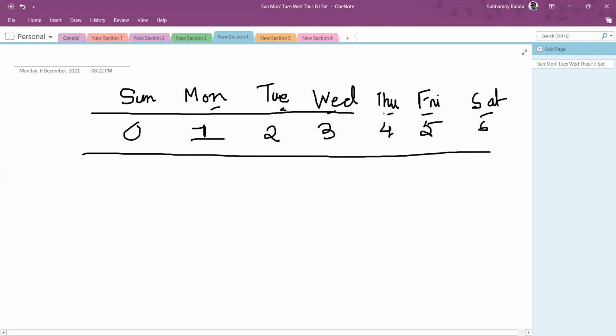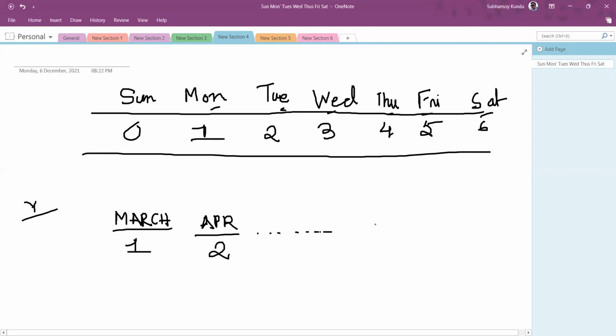Okay. And also for each calendar year Y, consider it this way. March, give this month the number 1. April, give this month the number 2. And so on, followed by December, which will be number 10. Then January will be 11, and February will be 12.